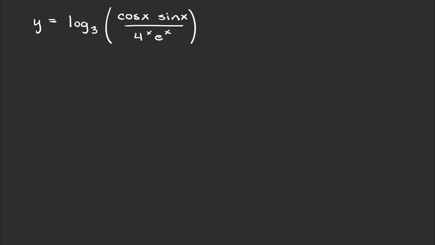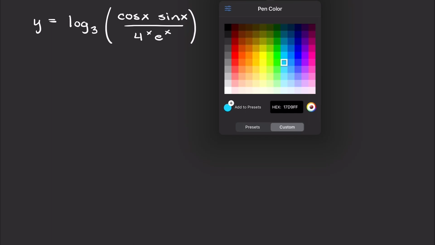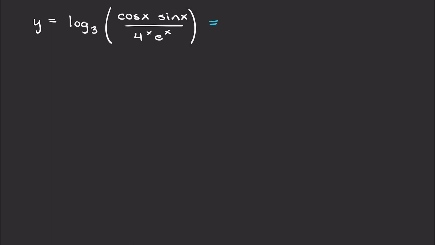The next function, we have y equals log base 3 of cosine x times sine x all over 4 raised to the x times e raised to the x. Okay, so we need to rewrite this. So do what we did last time, 1 over the natural log of the base 3 times the natural log of cosine x sine x all over 4 to the x e to the x.